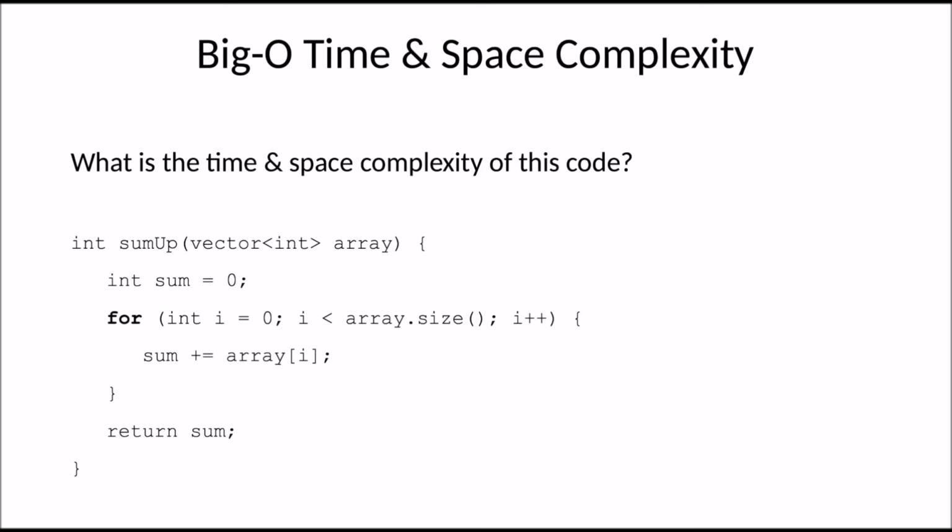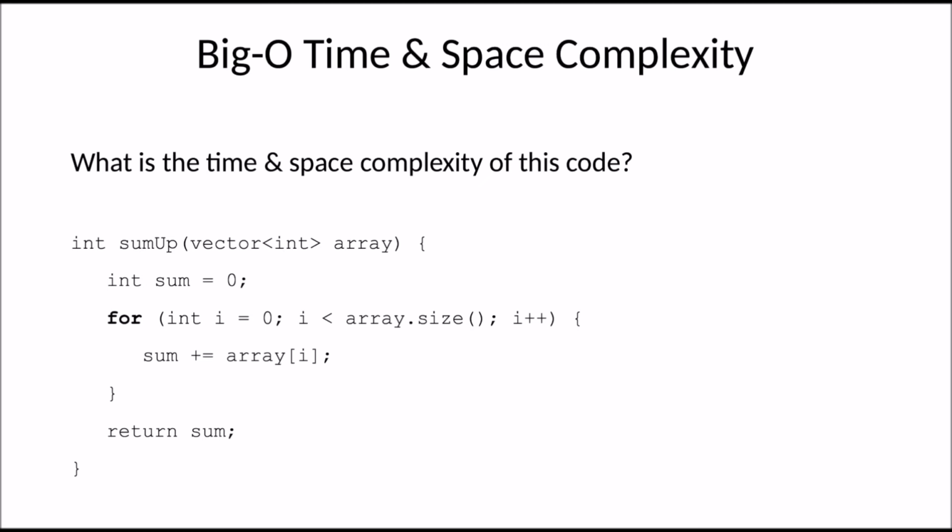Now let's go over a few examples so that you see how this works. Here I have a function, sum up, that gets a vector of integers as input, and it uses a loop to iterate over all the elements of that vector. And it sums up the elements and returns the sum. So what is the time complexity and what is the space complexity?